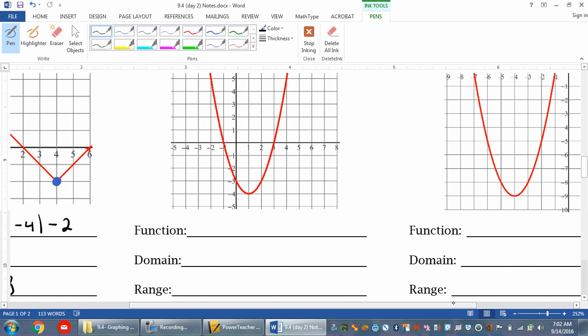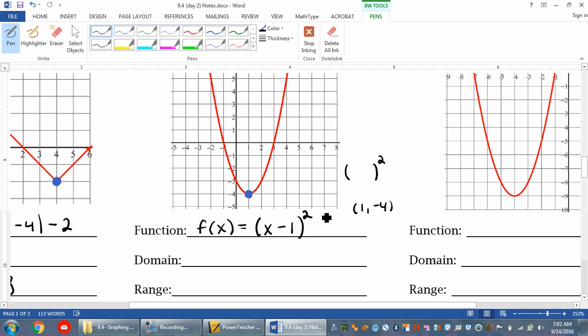It's a U-shaped graph. Remember, U-shaped graphs are the ones that are parentheses squared. We're going to start the exact same way. Let's go ahead and identify the vertex. The vertex is (1, -4). So again, like always, I'm always going to start with f(x) equals. It opens up, I'm going to write the parentheses, x minus 1, because it's always opposite.